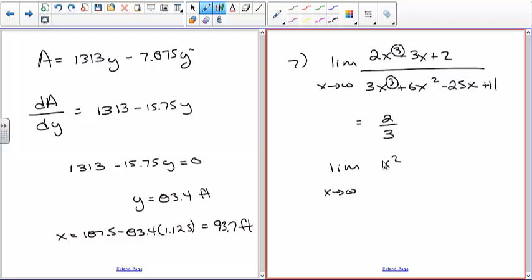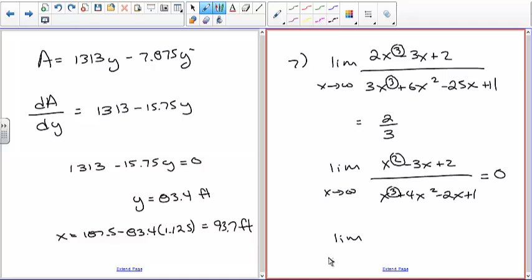For the second one, you can see that the highest order terms have different values of exponents. So this is 2, this is 1. When this number is less than that number, the limit equals 0. And then the final one is the other way around. You have x cubed in the numerator, and you have x squared in the denominator. So because this is greater than that, the limit does not exist.